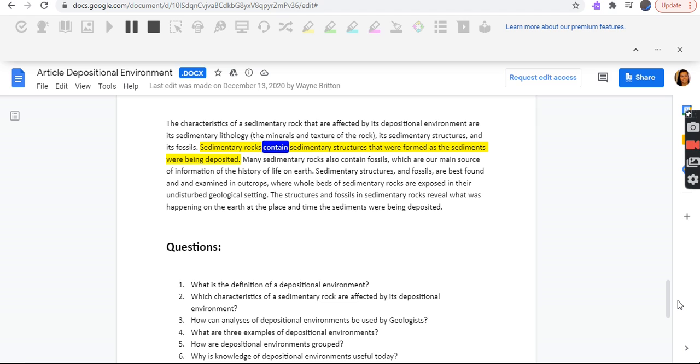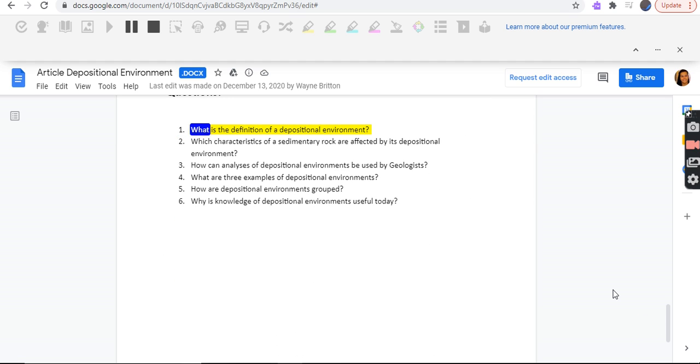Sedimentary rocks contain sedimentary structures that were formed as the sediments were being deposited. Many sedimentary rocks also contain fossils, which are a main source of information on the history of life on Earth. Sedimentary structures and fossils are best found and examined in outcrops, where whole beds of sedimentary rocks are exposed in their undisturbed geological setting. The structures and fossils in sedimentary rocks reveal what was happening on the Earth at the place and time the sediments were being deposited.